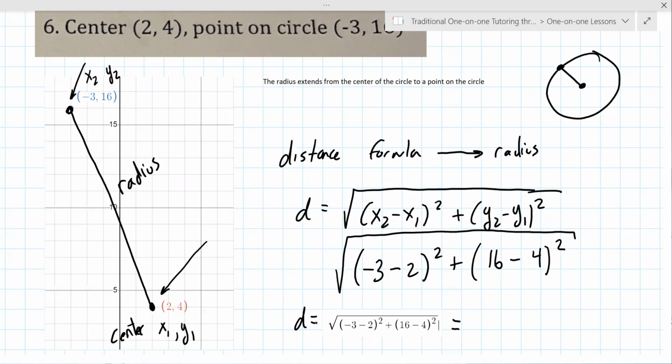Okay, there we go. I'm just trying to write this in a proper way. Plus 16 minus 4.